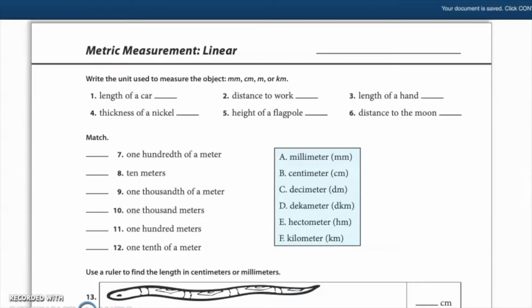Okay, so this will be your homework today. And let's read the instruction for number 1 through 6. Write the unit used to measure the objects: millimeter, centimeter, meter, or kilometer. So we know that the millimeter here is the smallest, right? And then the second smallest will be centimeter, and the meter and kilometer will be the longest.